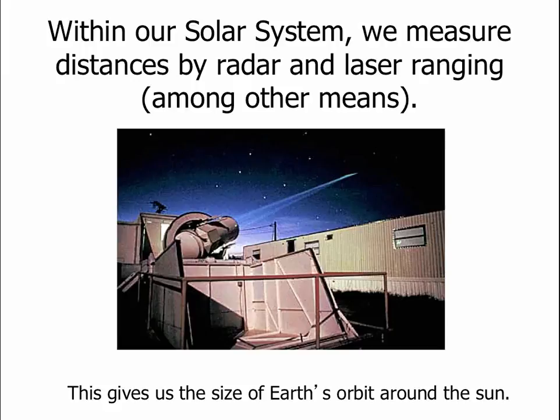Once we know the size of Earth's orbit, we will use that as our rung for going to more distant things. If we're getting distances to stars, there's no way that we can bounce radar off of them or lasers off of them. It would take years for the round trip, and the return signal would be way too weak to detect.